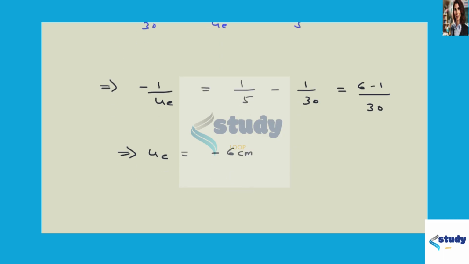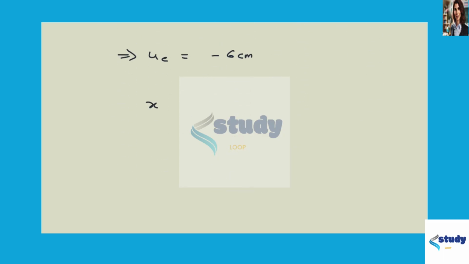So the separation between the objective and the eyepiece, let it be x, is equal to 6 minus 1 centimeter, which is equal to 5 centimeter as the answer.